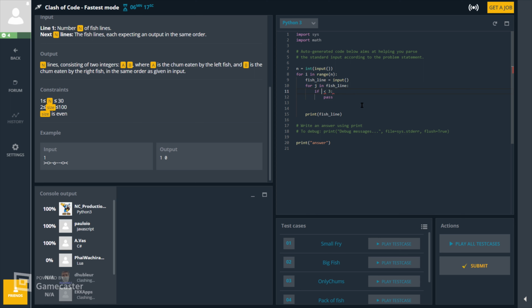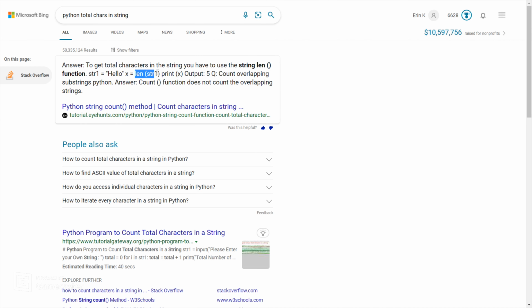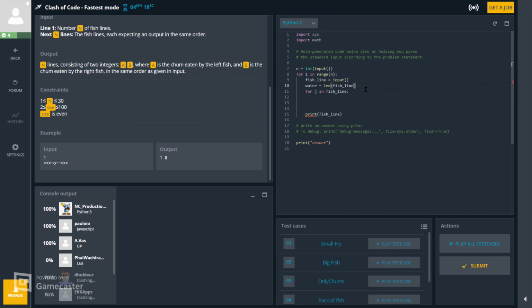Oh, you know what we do? You do the length. Right, so let's do divided by 2. Now if we do range of 3, 2, water. It's terrible variable names, best I could come up with.